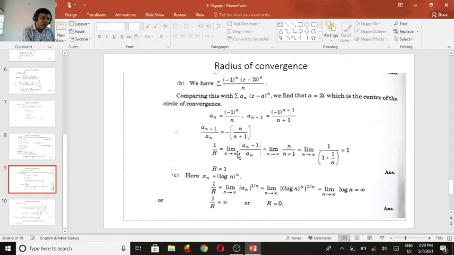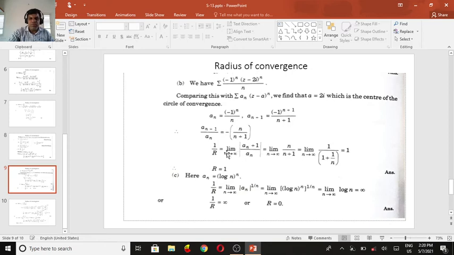Let's take one more example. If a_n is equal to (log n) to the power n, then 1 by r is equal to the limit as n tends to infinity of |a_n| to the power 1 by n, which is the limit of ((log n)^n)^(1/n). The powers n and 1 by n cancel, so simply the limit as n tends to infinity of log n is infinity. So 1 by r is infinity, and suddenly r is equal to 0.